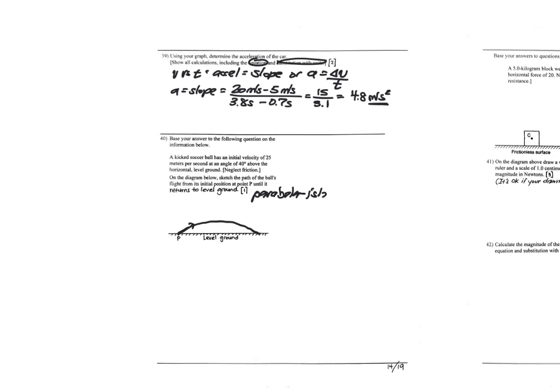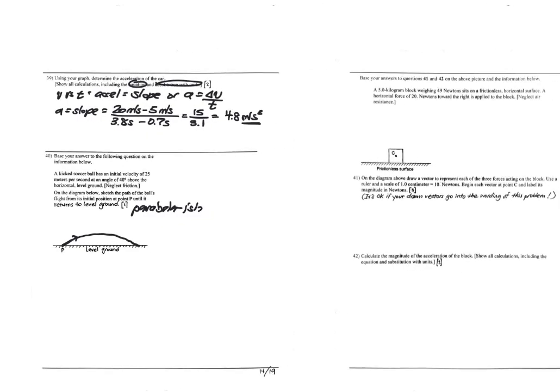Okay, so for number 40, we have a kicked soccer ball at an angle of 40 degrees, and I'm not going to use a protractor, so 40 degrees is roughly like that. It says, sketch the path of the ball's flight from initial position until it returns to level ground. I want it to be a parabola-ish curve. There it goes. And so there's the curve for a kicked ball. Any projectile at an angle is going to have that curved shape, a parabola.